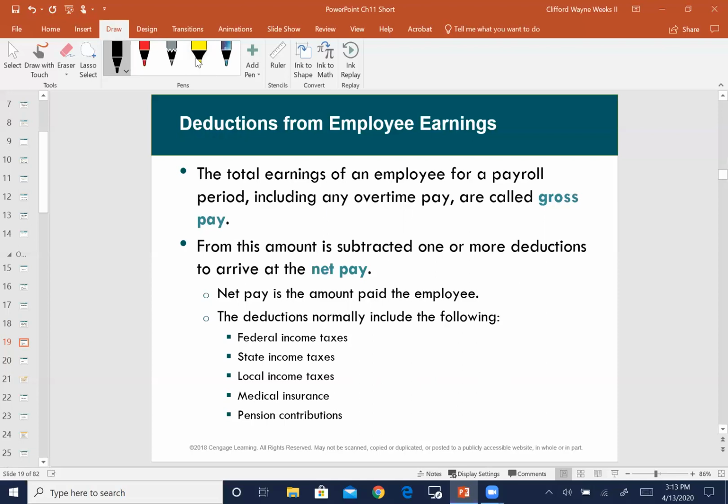Some of those deductions consist of federal income taxes, state income tax, local income tax, Medicare or medical insurance, and pension contributions. In this example, we're only going to be focusing on the federal income taxes. We're really not going to be doing these ones down here, because each state is different. To teach a particular state's tax law, it would change depending on which state you're in, so we're just going to eliminate those.